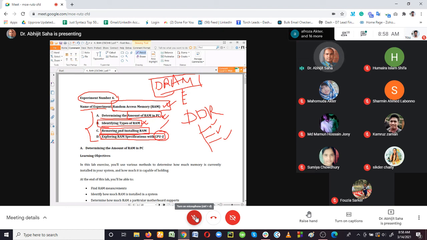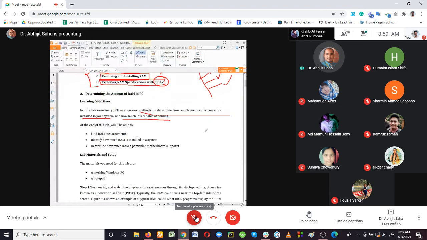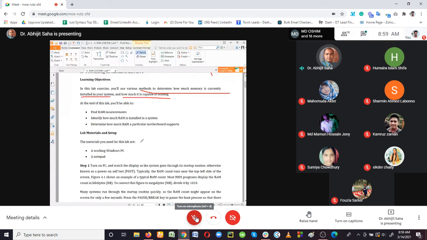So let's start with determining the amount of RAM in the PC. In this exercise you will use various methods to determine how much memory is currently installed in your system and how much it is capable of holding. At the end of this lab, you will be able to find RAM measurements, identify how much RAM is installed in a system, and determine how much RAM a particular motherboard supports. That is also a very important thing for our computer system.